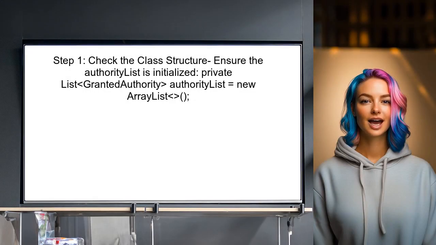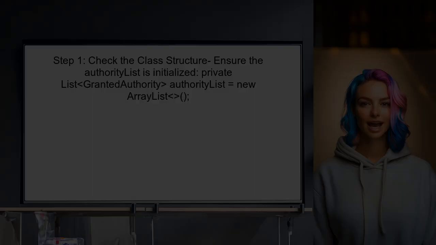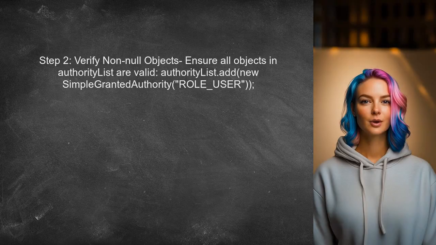To address the issue, the user should first check the structure of the class that contains the authority list. It's important to ensure that the list is properly initialized before serialization. Next, the user should verify that the objects being added to the authority list are not null. Each object must be a valid instance of GrantedAuthority.